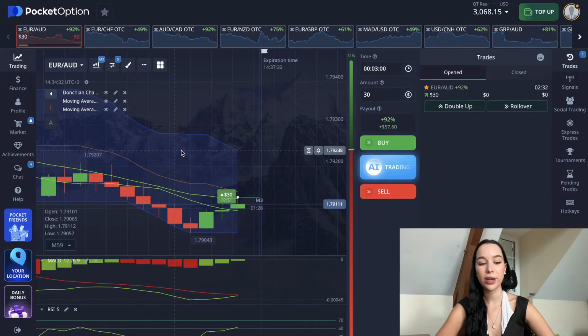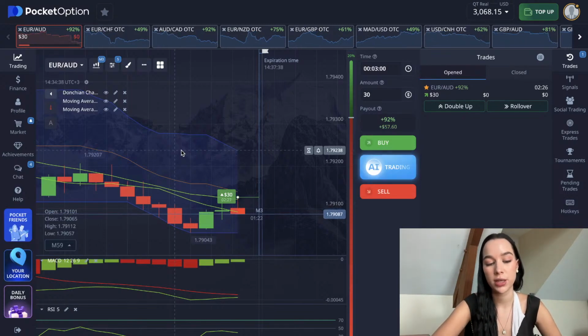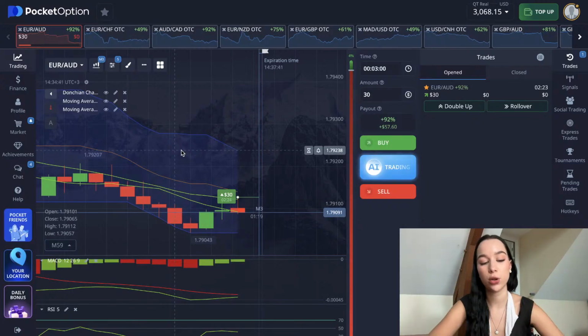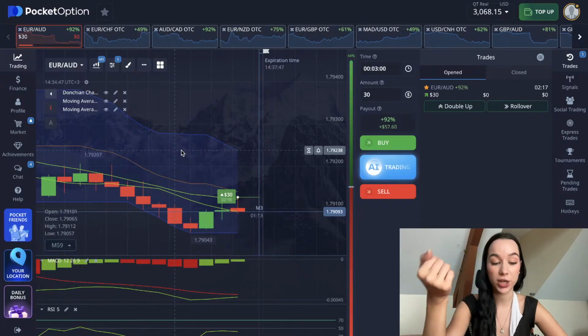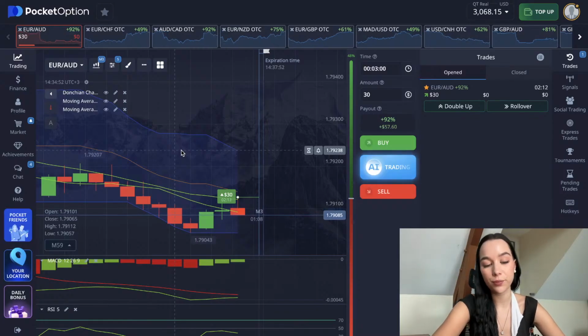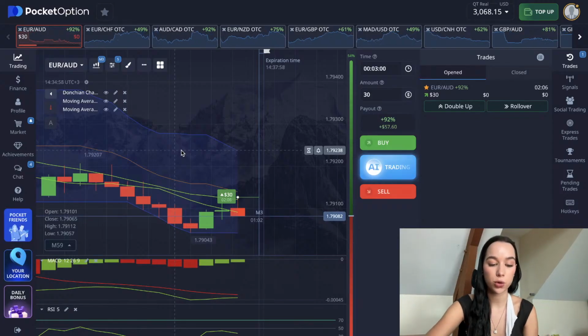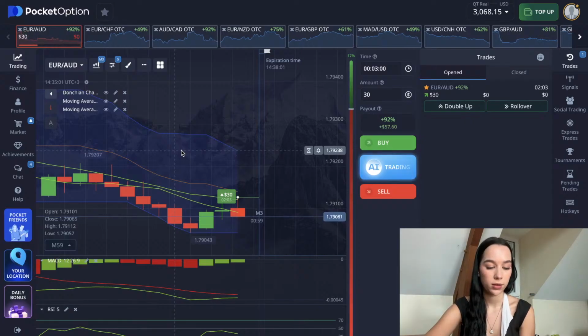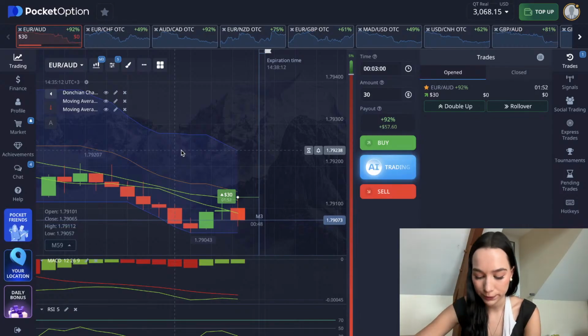So the next one is three white soldiers or three black crows. Three white soldiers is three consecutive bullish candles with higher closes, and three black crows is three consecutive bearish candles with lower closes. As an interpretation, it could show a strong momentum in the direction of the pattern. So let me also show it to you.